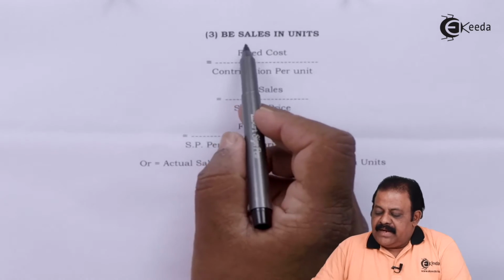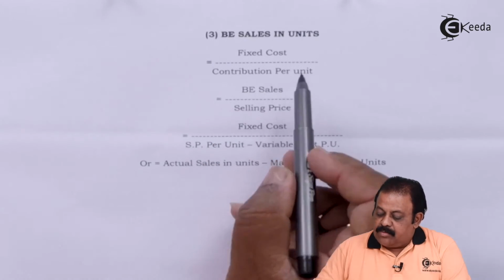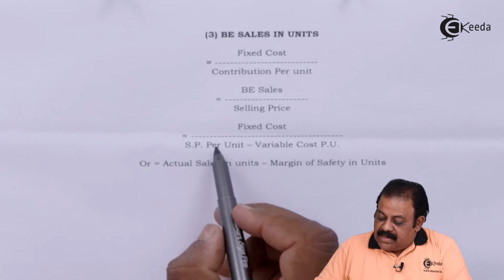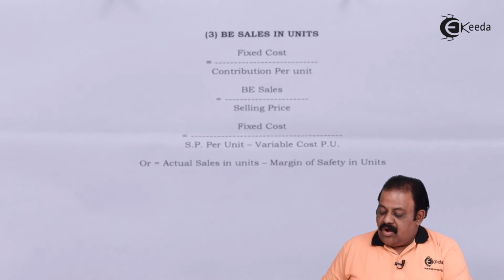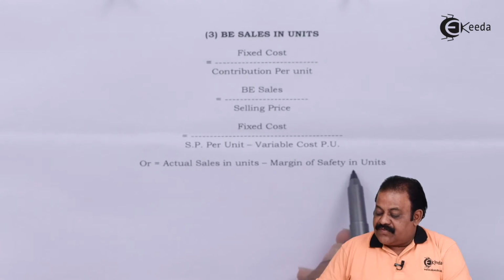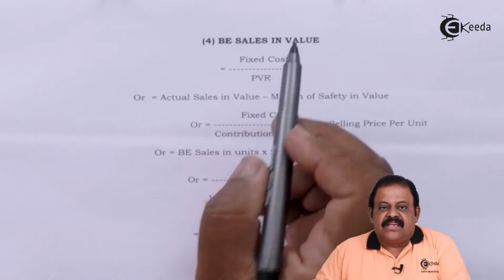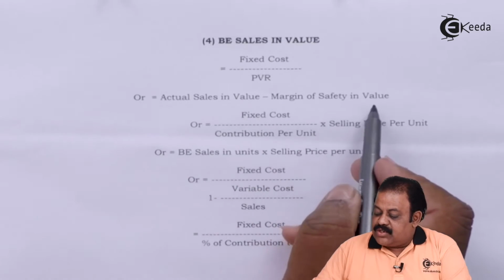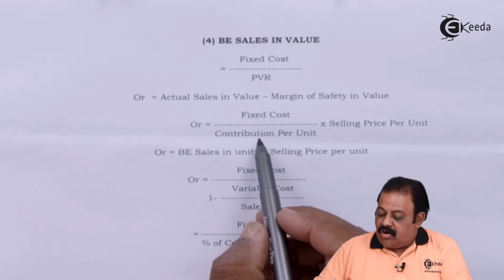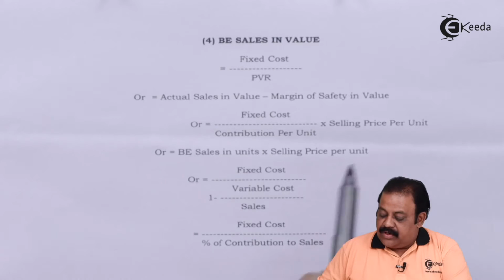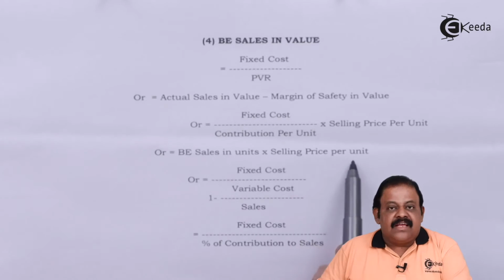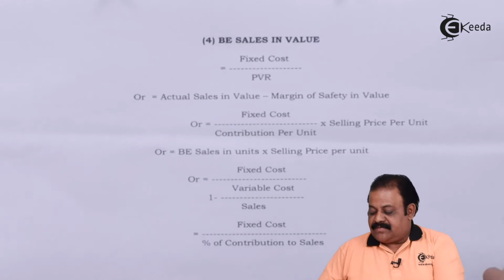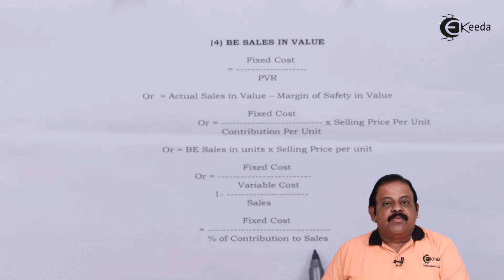Break even sales in units is fixed cost divided by contribution per unit, or fixed cost divided by selling price per unit minus variable cost per unit, or actual sales in units minus margin of safety in units. Break even sales in value is fixed cost divided by PVR, or actual sales in value minus margin of safety in value, or fixed cost divided by contribution per unit multiplied by selling price per unit, or break even sales in units multiplied by selling price per unit, or fixed cost divided by 1 minus variable cost divided by sales, or fixed cost divided by percentage of contribution to sales.